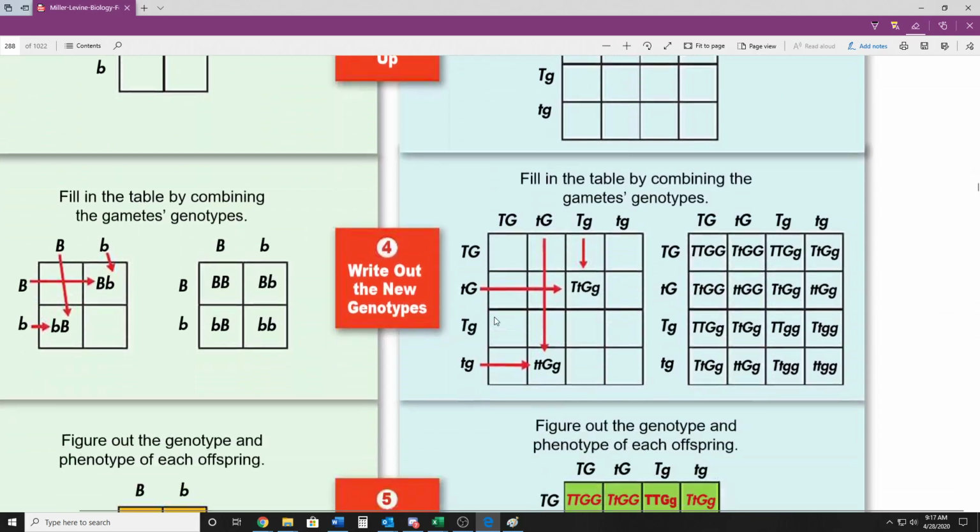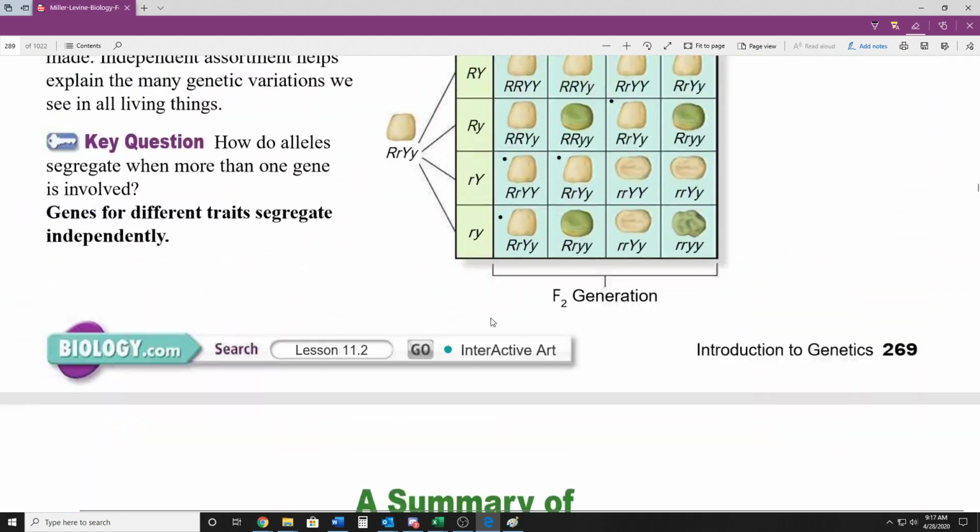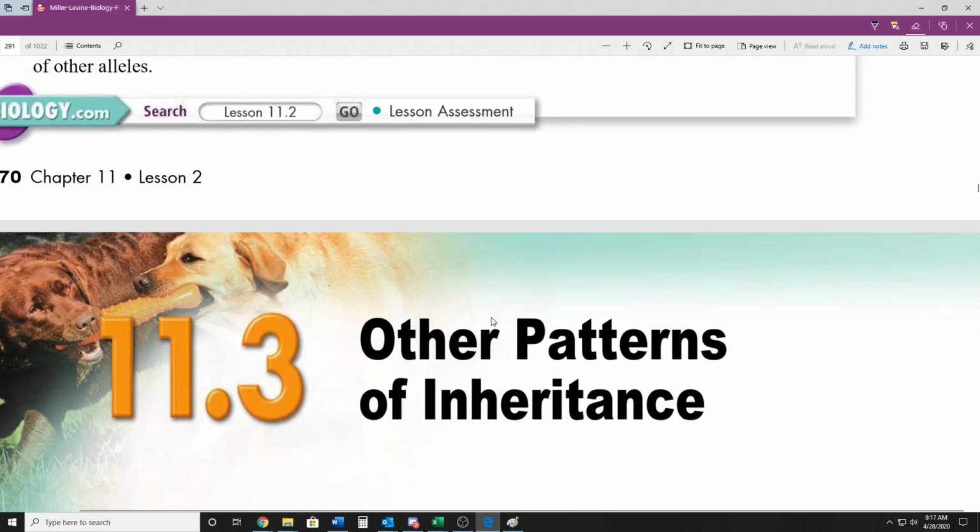We were talking about other patterns of inheritance, so let's jump right in.